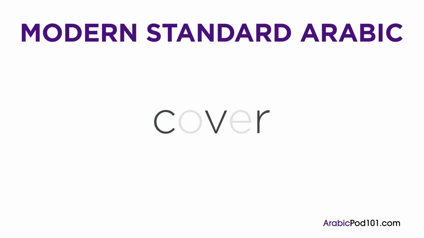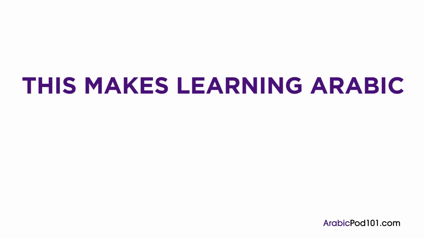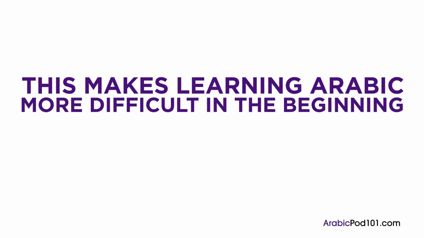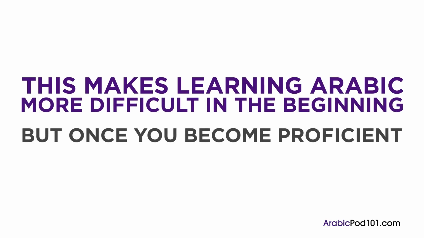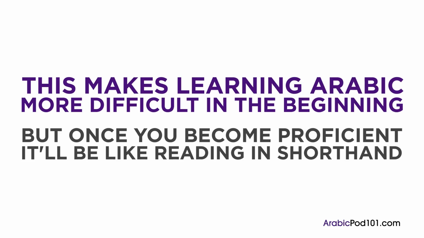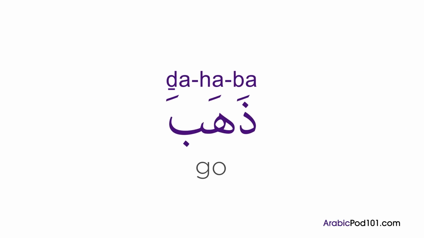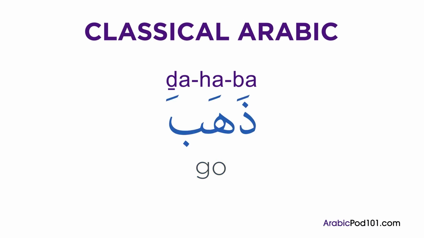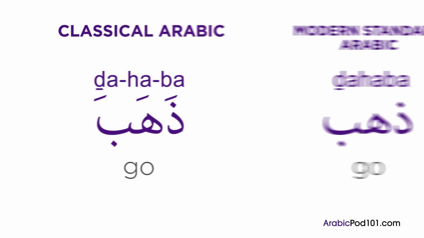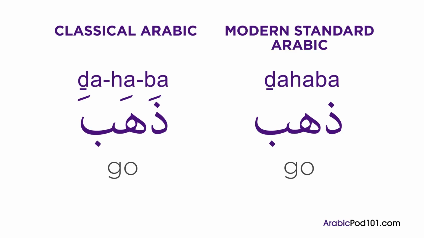It relies on you to fill in the gaps on your own to come up with the correct word based on context. This makes learning Arabic more difficult in the beginning, but once you become proficient, it will be like reading in shorthand. Let's see what it would look like in Arabic. Take the verb for go in Arabic. Classical Arabic will be written like this, and pronounced ذهب. Modern Standard Arabic, however, would remove the vowels, so it would appear like this, and be pronounced ذهب.